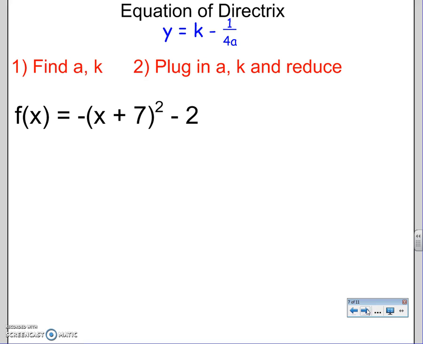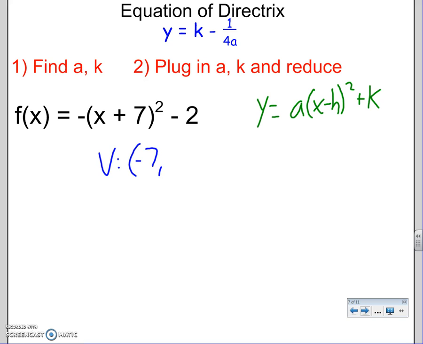Find the equation of the directrix. In a directrix, you need k and a. K comes with the vertex. A is also from the vertex form. Remember, vertex form is y equals a parentheses x minus h squared plus k. It's already in vertex form. That means we should be able to identify the vertex right away. Well, the opposite of h is inside the parentheses. So I know my vertex, the h would actually be negative 7, and k is outside on the right side, so k is negative 2.